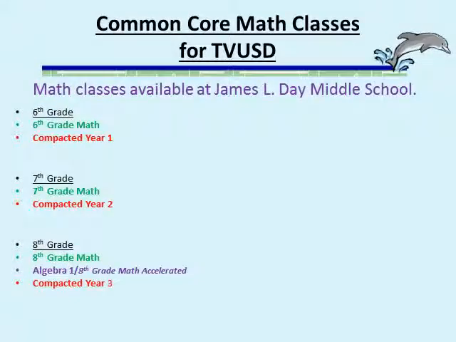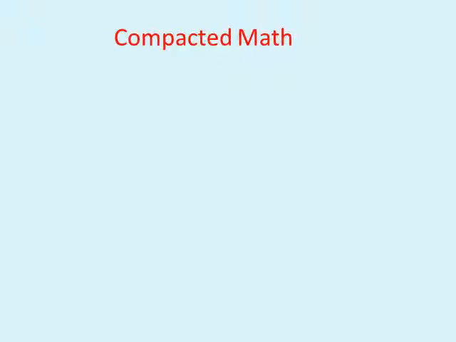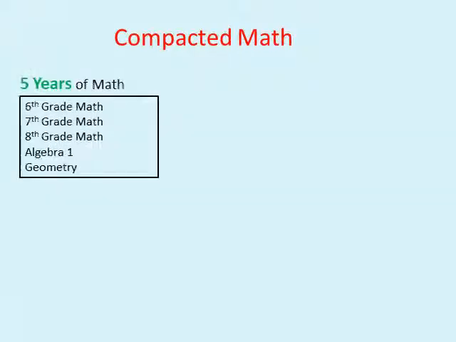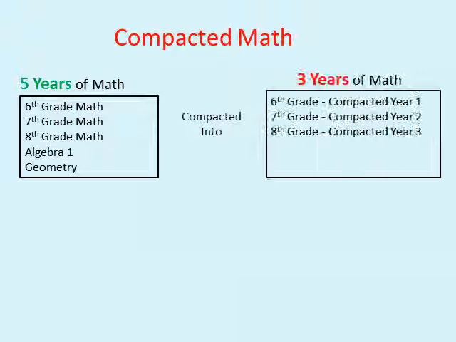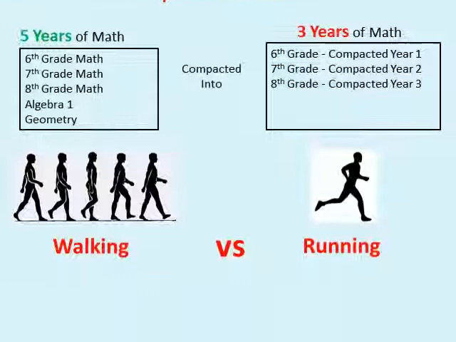Okay, here are the classes that we teach, the math classes we teach here at Day Middle School. There's ones you might hear of called compacted math. It's basically taking 5 years of math and cramming it into 3 years. That's like walking versus running. That's intense. It's very intense. Not too many students will do this.